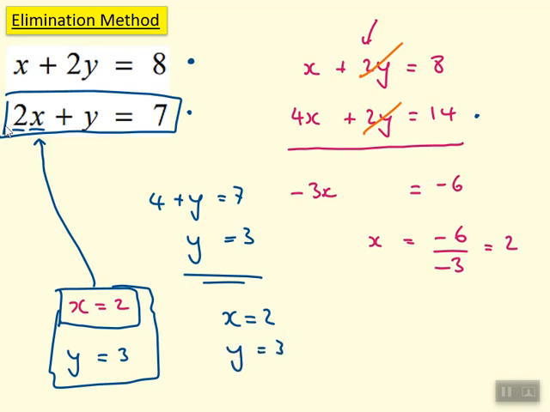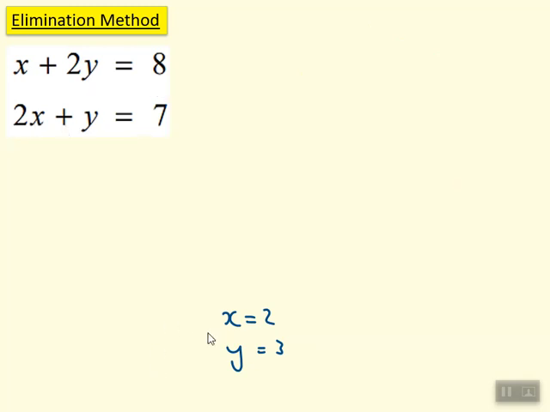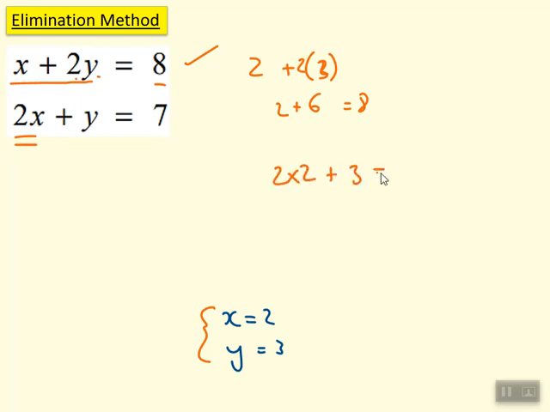Now, this is the answer, but I'm just going to double check that it works. So I'm going to put these two numbers into the first equation here, and that should give me 8. So 2 plus 2 times, sorry, I've written it wrong, 2 times 3. So that's 6, add 2 is equal to 8. So that works. I'm going to put into this one, which it should work, but 2 times 2 plus 3 is equal to 7, so it works there. So we know that these two are definitely the answers.